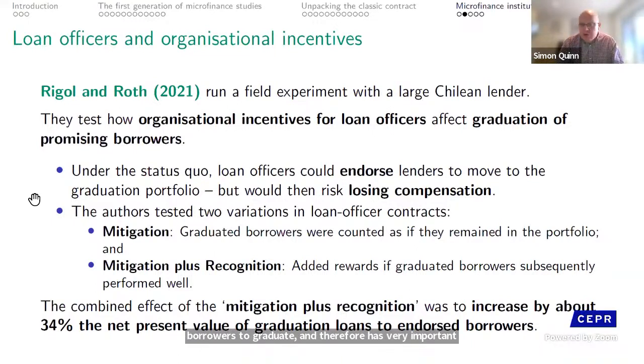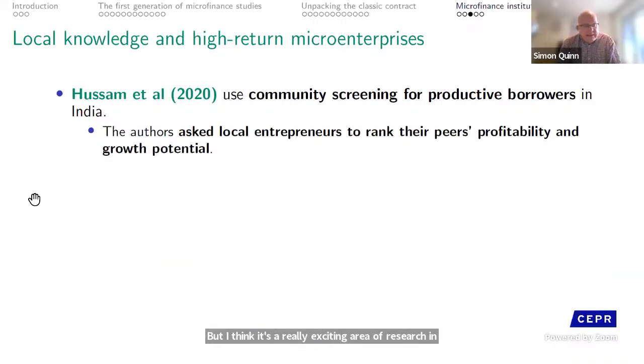I think this is probably a result that doesn't surprise anybody who has worked with microfinance institutions and who has seen up close some of the incentive issues that loan officers do and don't face. But I think it's a really exciting area of research in which to pursue. This relates then to the issue of local knowledge and high return microenterprises. And there are several recent really exciting papers in this space.